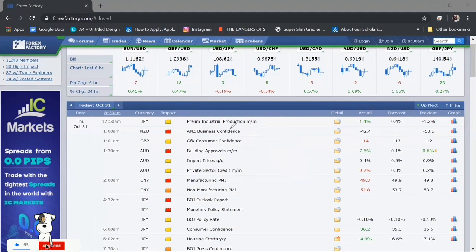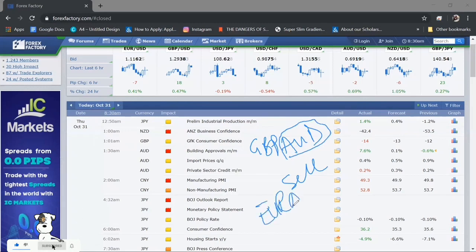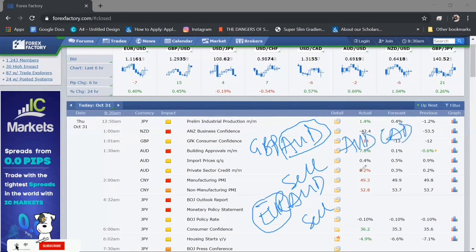So what that simply means, let me break it down to your own level. GBP AUD, what will you be doing? You'll be selling, because when you are selling GBP AUD, you're actually selling GBP and you are buying AUD. Any AUD pair, Euro AUD, you should sell, because you are selling this to buy AUD. Which other AUD pair? AUD CAD, AUD Canadian dollar, you should be buying.